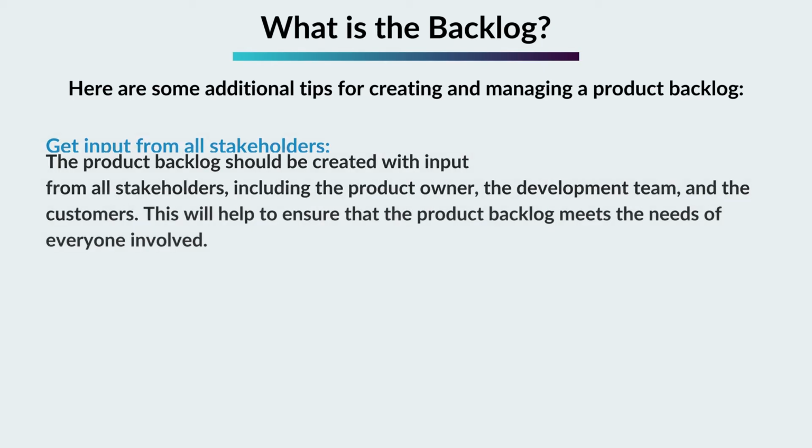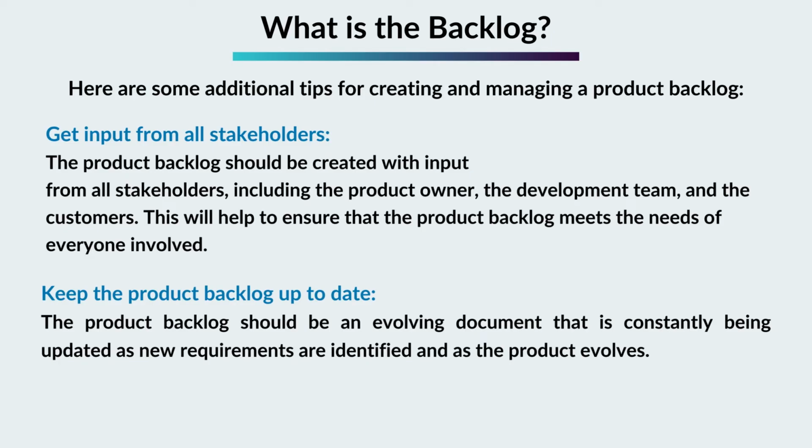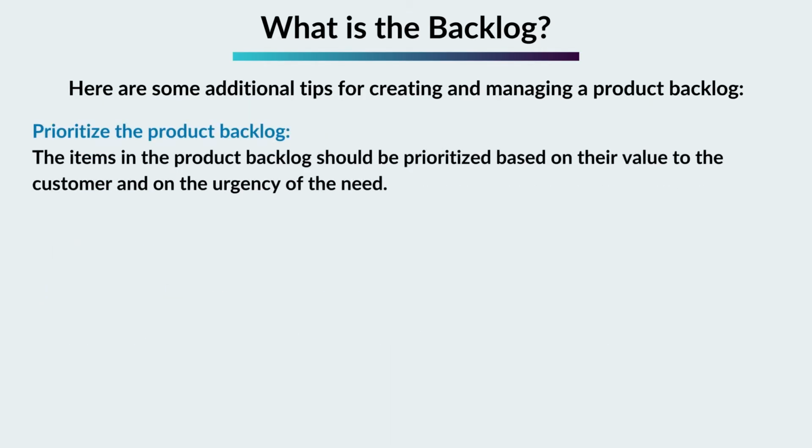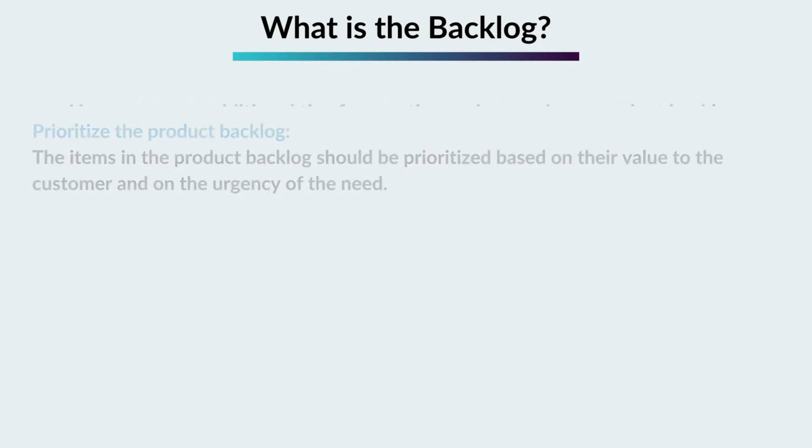Keep the product backlog up to date. The product backlog should be an evolving document that is constantly being updated as new requirements are identified and as the product evolves. Prioritize the product backlog. The items in the product backlog should be prioritized based on their value to the customer and on the urgency of the need. Communicate the product backlog to the team.